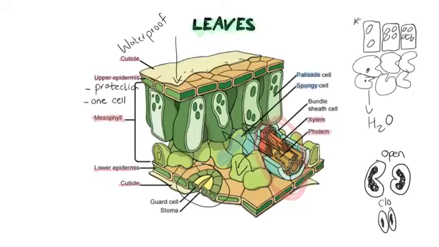And that's how we open and close the stomata to allow specifically gases, but also water, to leave the leaf as byproducts of photosynthesis. Now, all of this is going to be even more elaborated when I move on to transportation and support within plants.